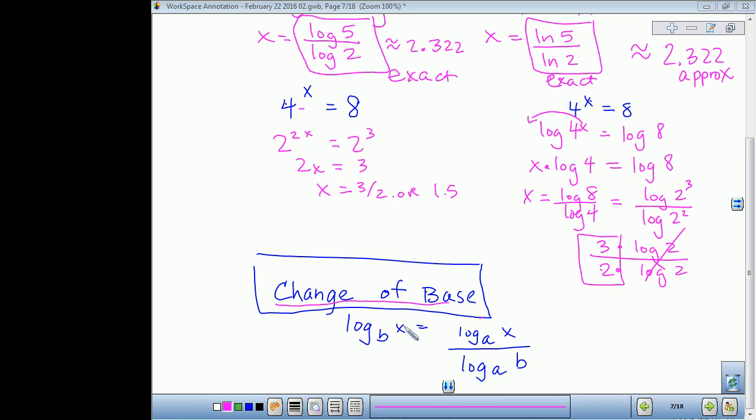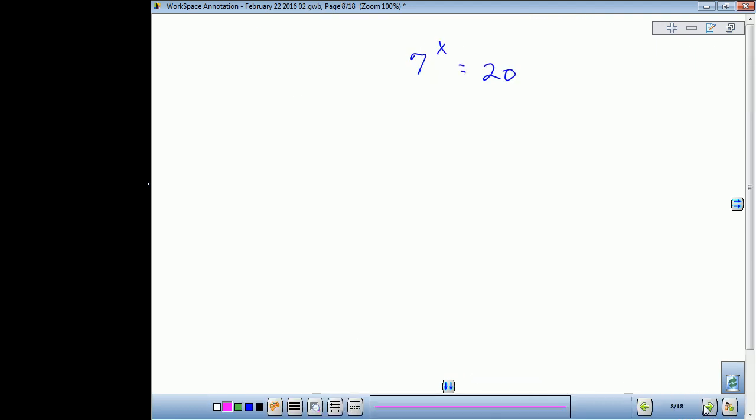To find log base B of a number, we can take log base A, and for us that's either going to be base 10 or base e, because those are the two that our calculator manipulates for us. It's the log of the answer part divided by the log of the base. You do not need to memorize this formula. It is way easier to solve the problem. But if anybody ever talks to you about the change of base formula for logarithms, that's what it is.